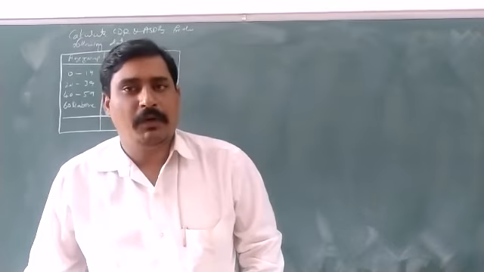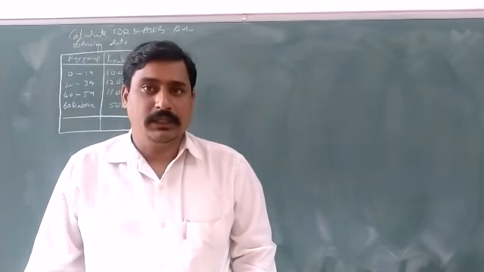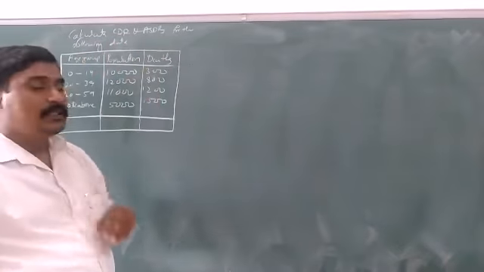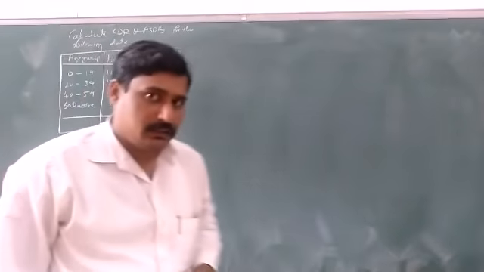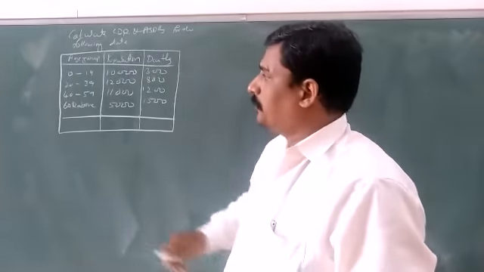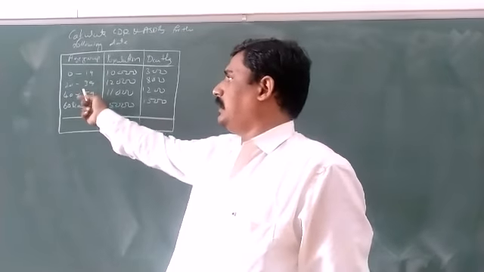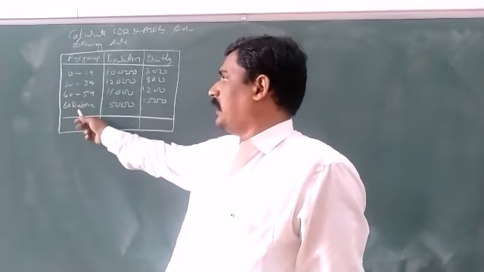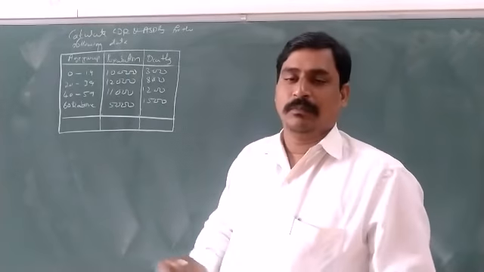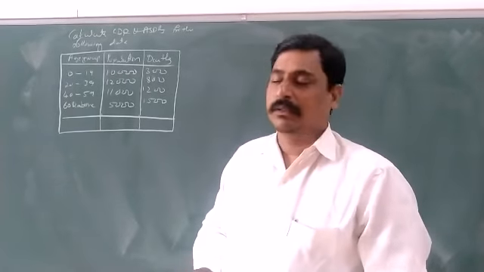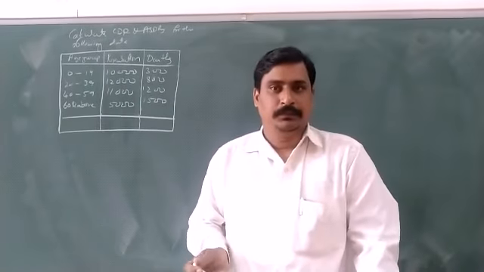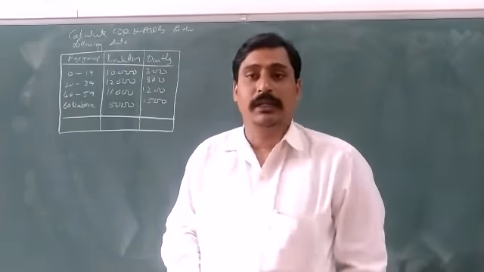So here we have a problem to calculate CDR and ASDRs for the following data. Here the age groups, if you consider, are 4 classes given: 0 to 19, 20 to 39, 40 to 59 and 60 and above. The mixed population, both male and female, is given here, and the deaths are also mixed. Now what is the formula to calculate CDR?